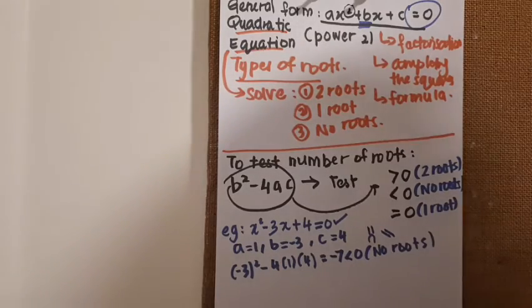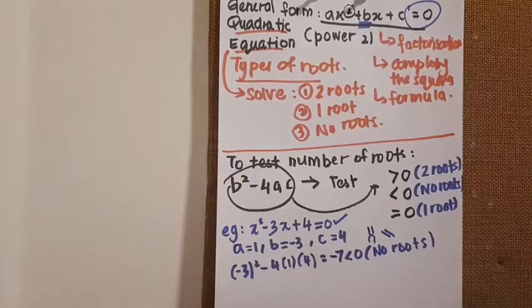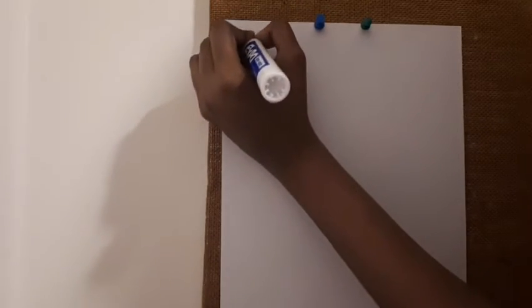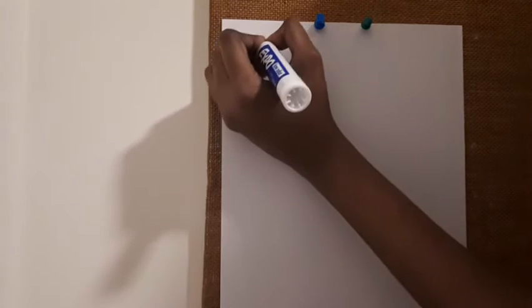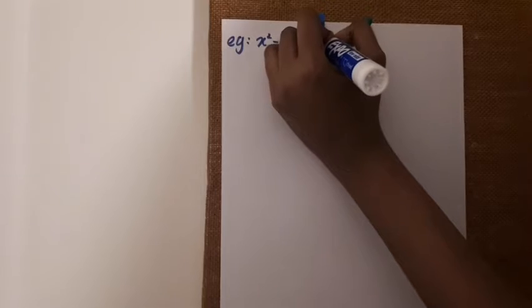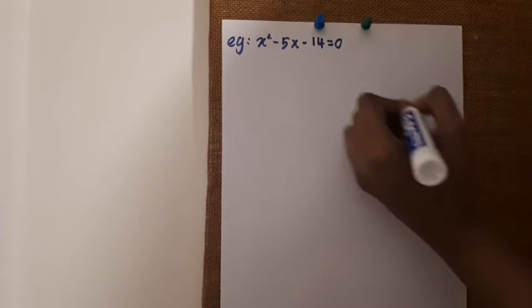Now let's have a look at greater than 0 and equals to 0. Let's have a look at another example where the equation is given as x squared minus 5x minus 14 equals to 0.